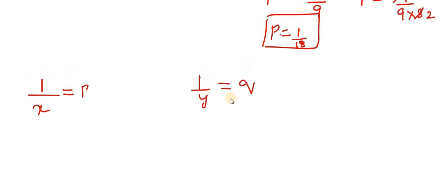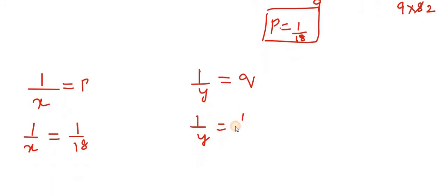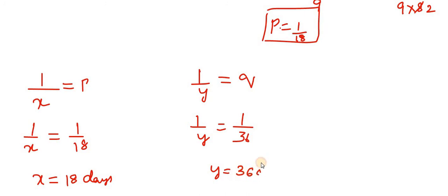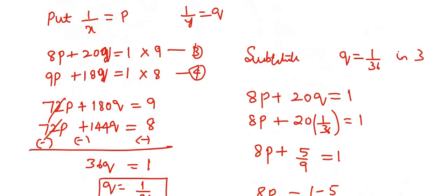So 1 by x is equal to p, which is 1 by 18, and 1 by y is equal to q, which is 1 by 36. So take the reciprocal. So x is equal to 18 days and y is equal to 36 days.